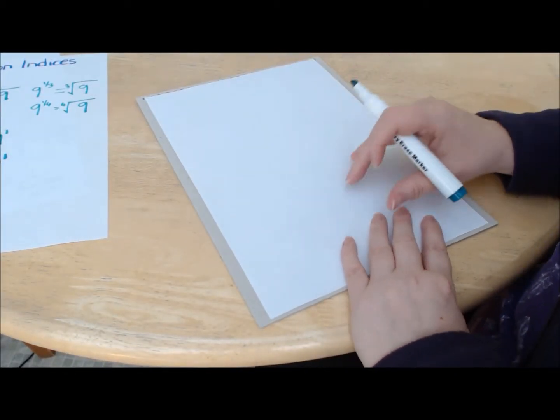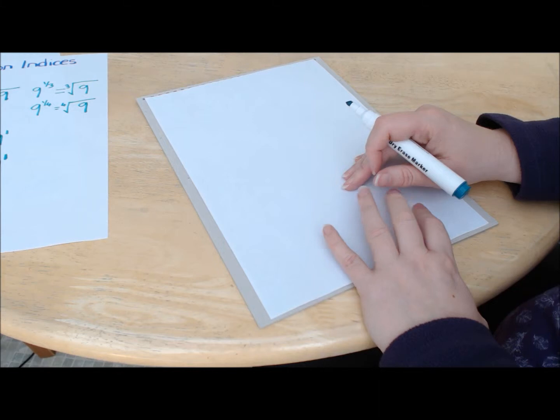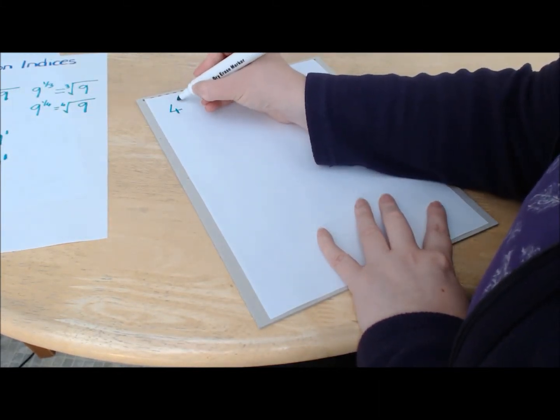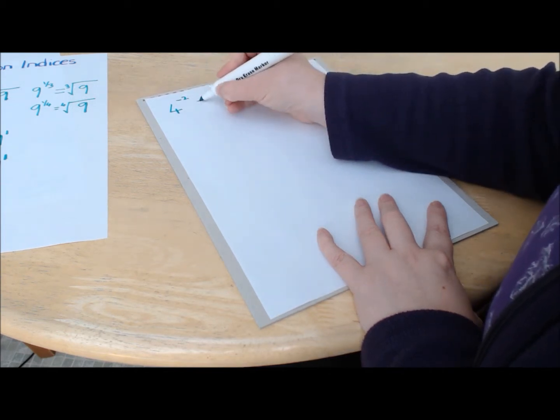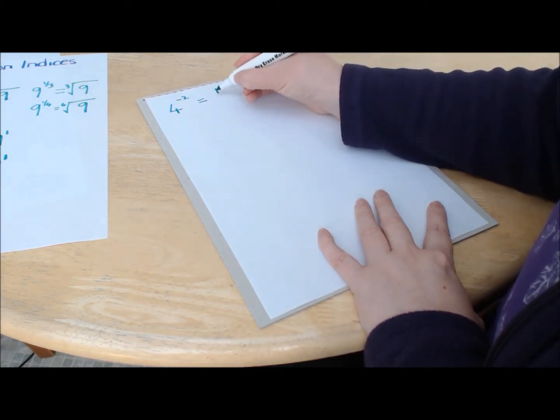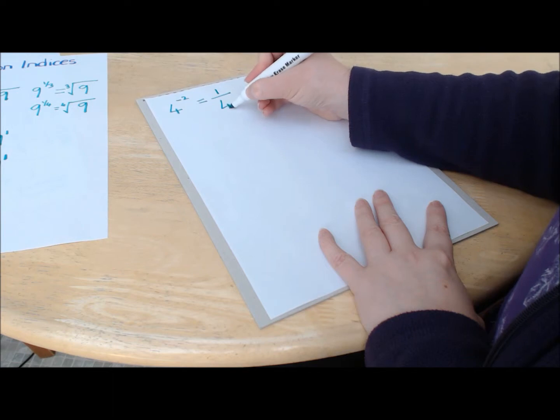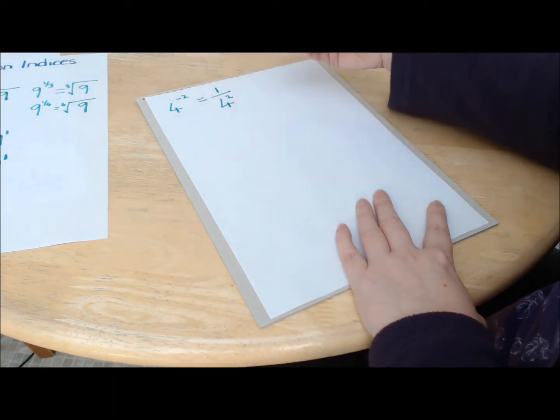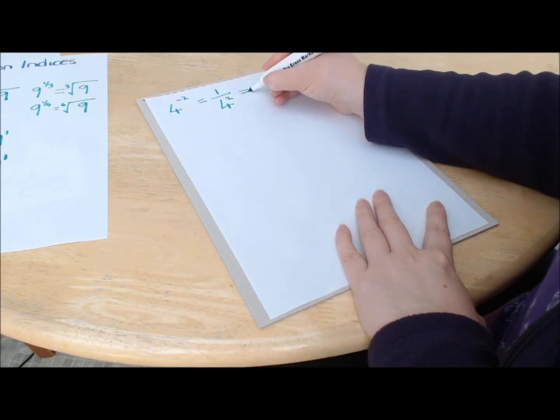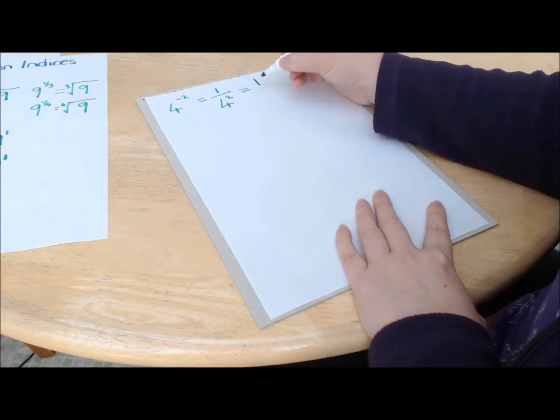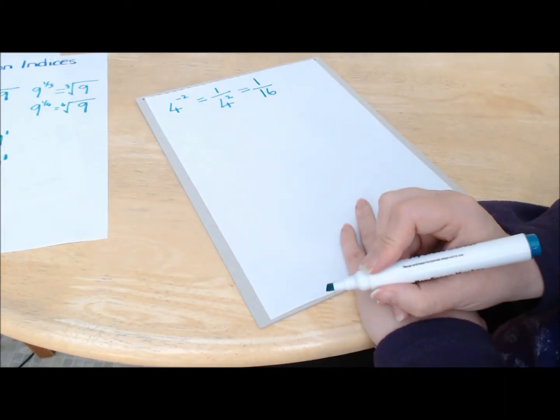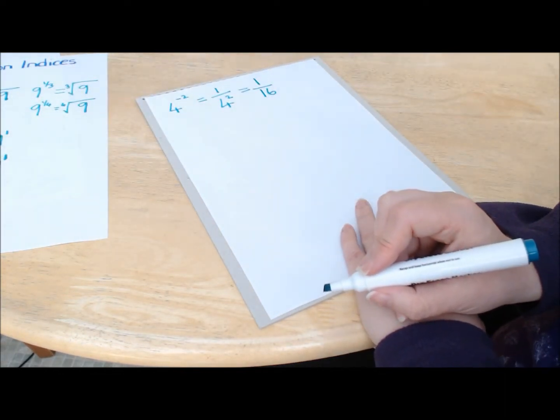Right. So let's just recap there. For example, if I had 4 to the power of minus 2, that would be the same as 1 over the positive version, 4 squared. And if this was in an example with numbers like this, they would then expect you to actually work out the bottom there. And 4 squared is 16, so your final answer would look like this. Okay. Now let's do a fraction one.